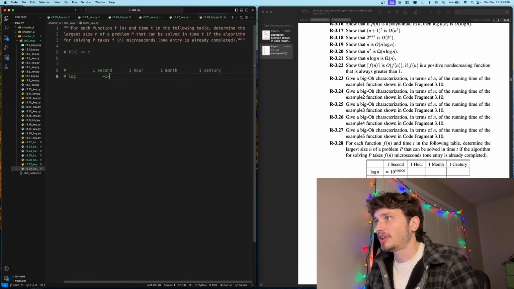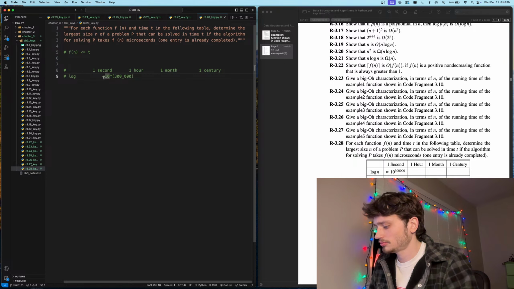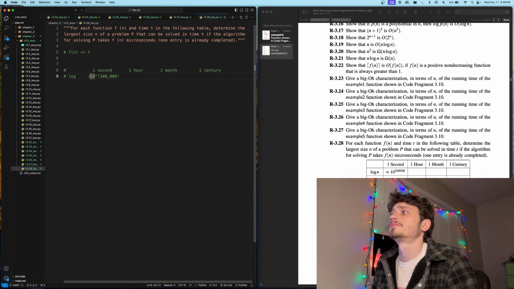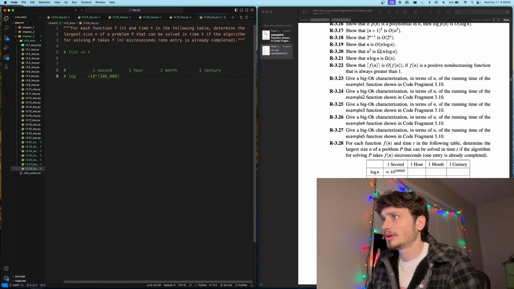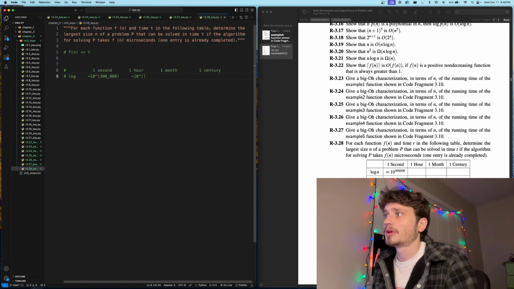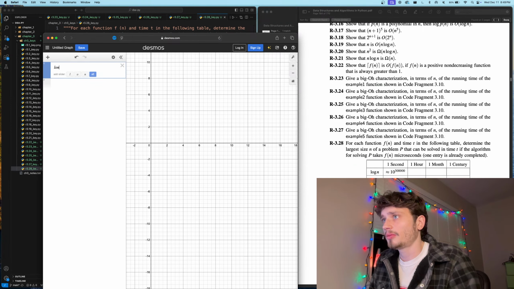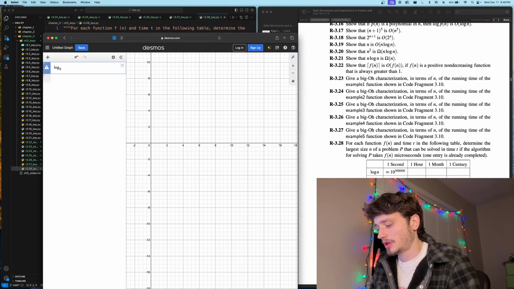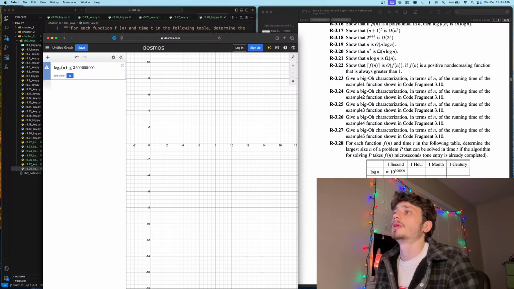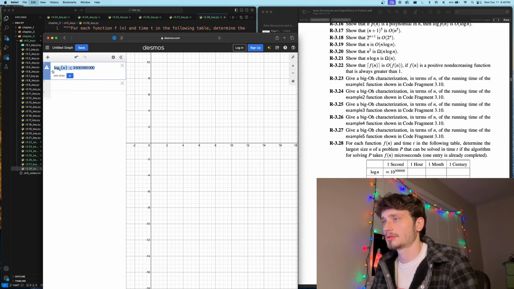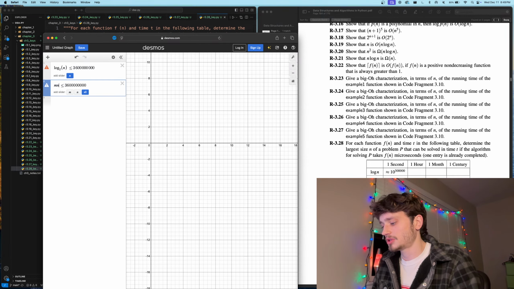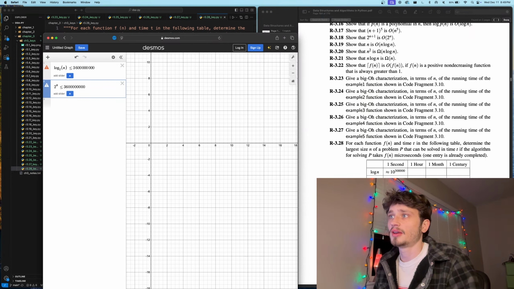So this is going to be about 10 to the power of 300,000. Okay, like so. 1 hour is going to be about 10 to the power of... so let's do the math here. If we have log base 2 of some value n is less than or equal to 3,600,000,000, right? This essentially is the same as saying 2 to the power of some value n is equal to this.